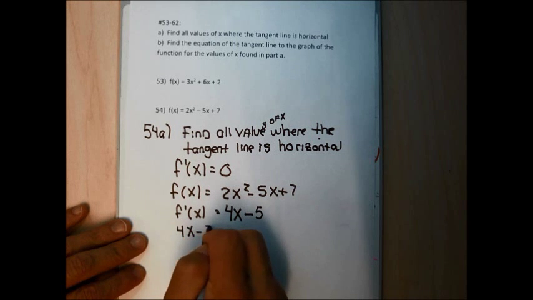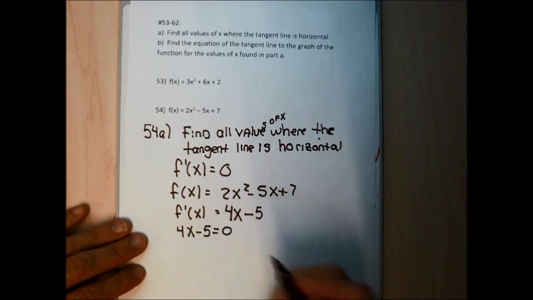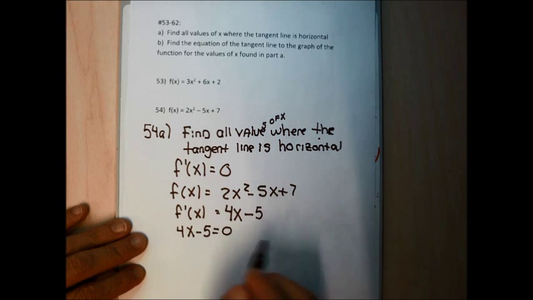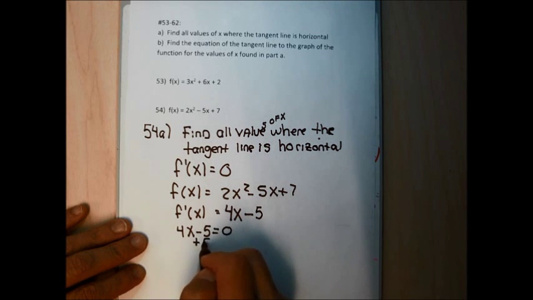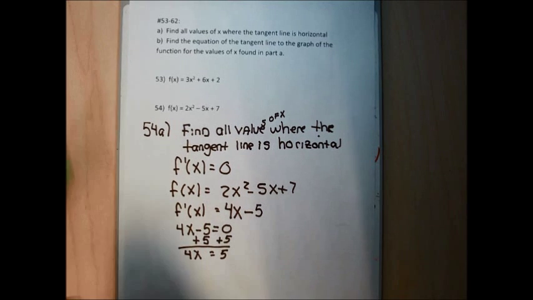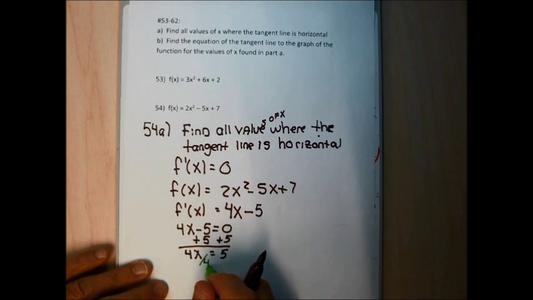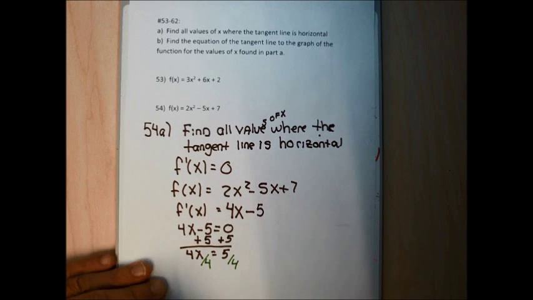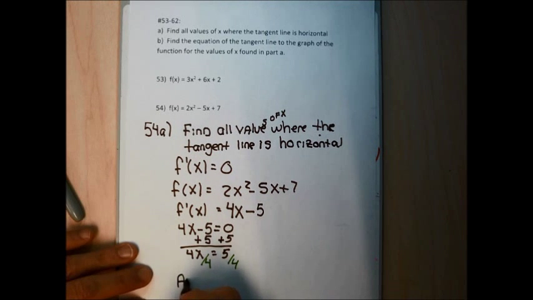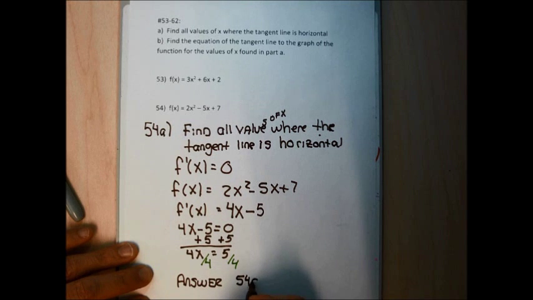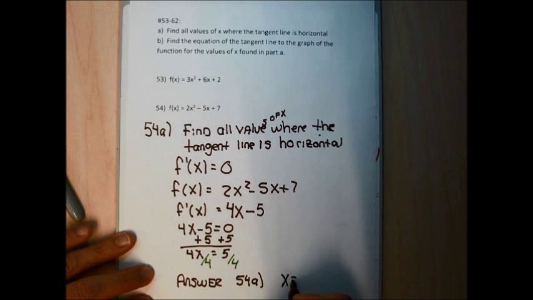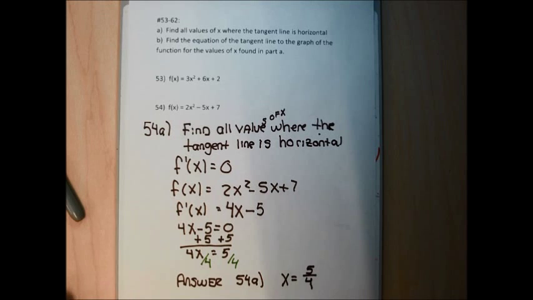To find the values of x where I have a horizontal tangent, I simply set the derivative equal to 0. This is going to take 2 steps to get my value for x. I'm going to add 5 to both sides, which will give me 4x equals 5, and then I'll divide both sides by 4. And the answer to 54a, the values of x where the tangent line is horizontal, there's just going to be one value here, x equals 5/4. That's all I need to do for part A.